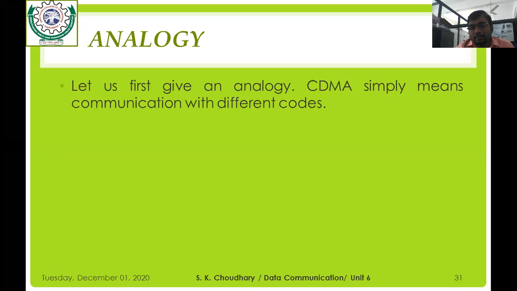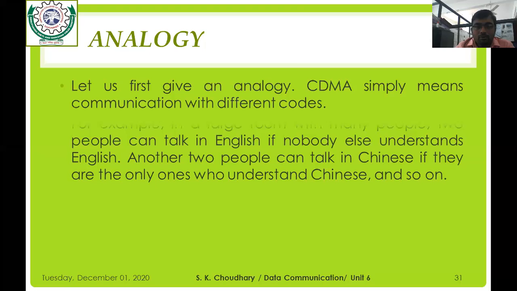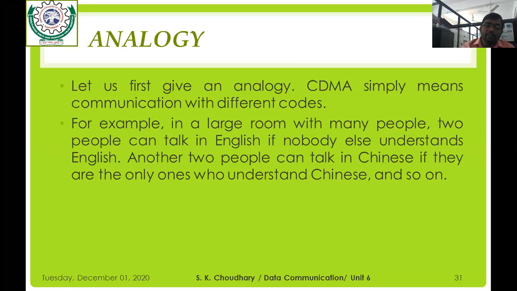Basically, CDMA means communication with different codes. For example, imagine a large room with many people sitting in it. Two people can talk in English if nobody else understands English other than these two. Another two people can talk in Chinese if they are the only ones who understand Chinese, and so on.